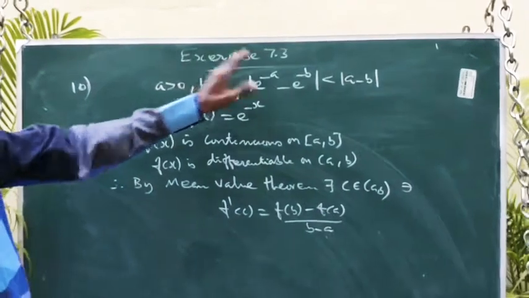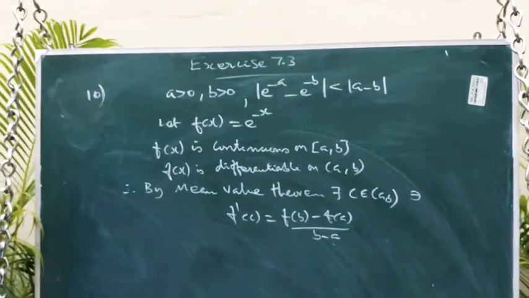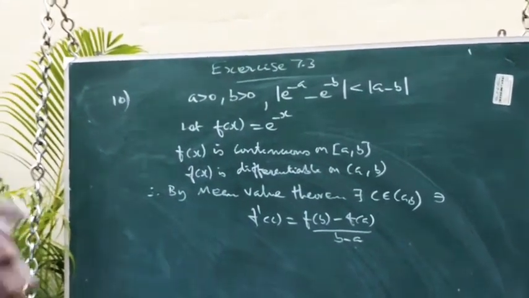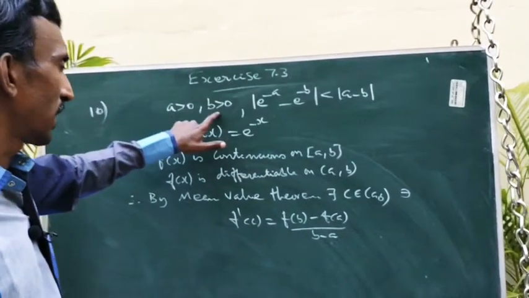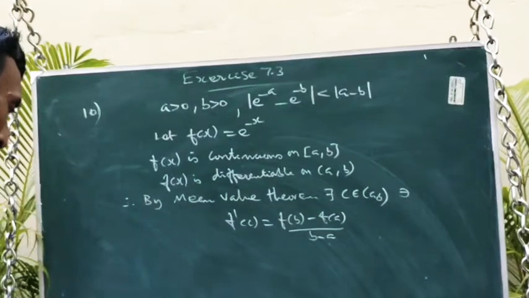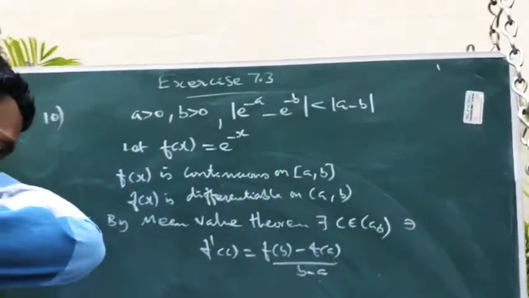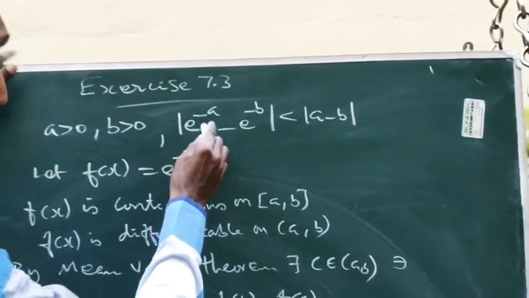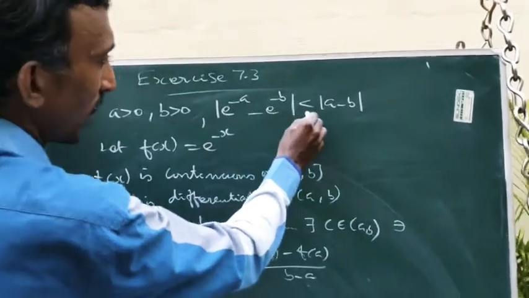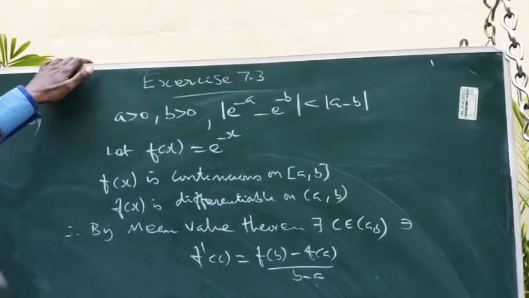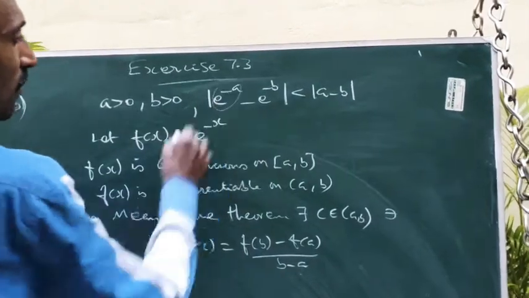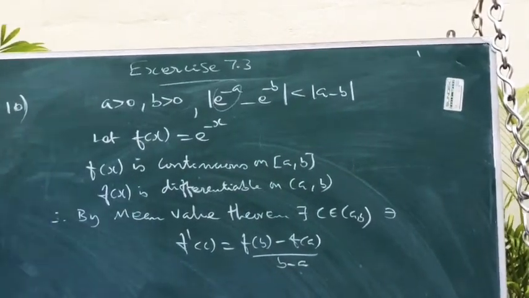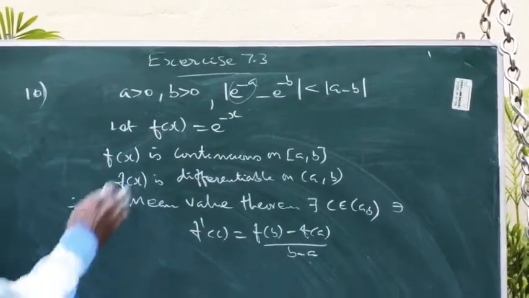Number 10 in the exercise 7.3, the question is: using Lagrange's law of mean, for a greater than 0, b greater than 0, prove that modulus of e power minus a minus e power minus b is less than modulus of a minus b. So look at my dear student, it is of the form e power minus x. Let me consider the function f of x as e power minus x.